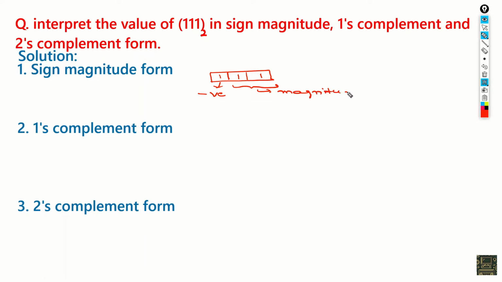So what is the value in binary? This is 11. It means that this value is 3. Since the sign bit is set to 1, the number is negative. So what is the equivalent value in decimal number system? It is minus 3 in decimal number system.